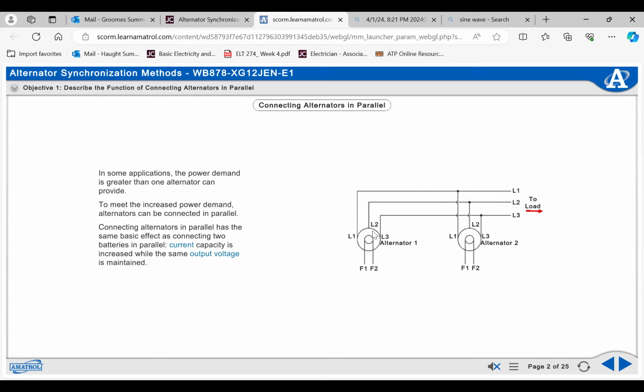So you can see here that, and this is just like a diagram configuration, where you can see the alternator 1, alternator 2, and they're connected in parallel. So you can see that there's pathways that are connecting both of them.